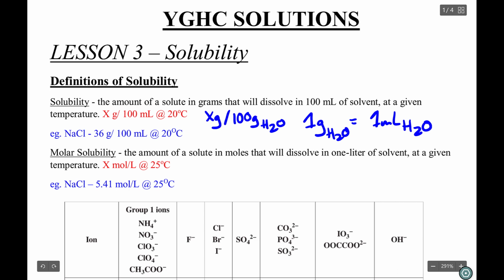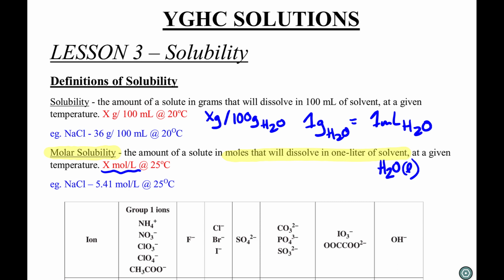The second definition, which is probably more appropriate, is molar solubility. The majority of the time, when we look at how much something dissolves, we look at the number of moles that will dissolve in 1 liter of solvent. And again, the majority of the time we're looking just at water as the solvent, not really anything else. So this is measured in moles per liter, and when we start doing calculations, we're going to be doing lots of calculations in moles per liter.